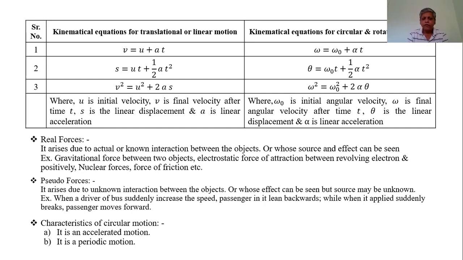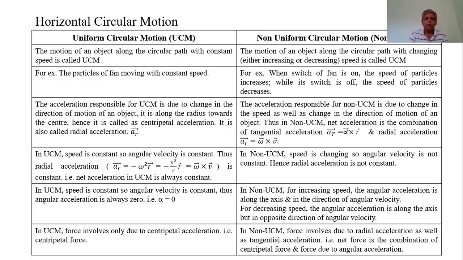We have studied the characteristics of circular motion and kinematics. The circular motion can be represented by angular displacement, angular velocity, and angular acceleration. These are the parameters to explain circular or rotational motion. These are the kinematics we have considered without any cause of that motion. That is the kinematics. Now we have here explained the horizontal circular motion.